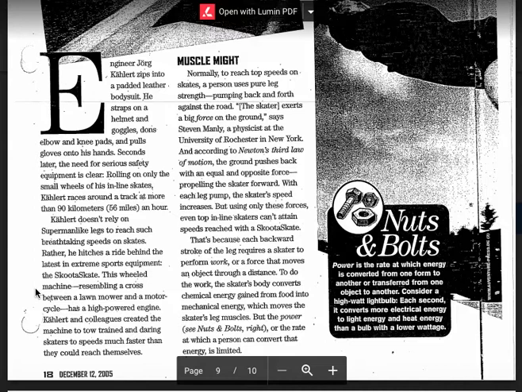This wheeled machine, resembling a cross between a lawnmower and a motorcycle, has a high-powered engine. Collert and colleagues created the machine to tow trained and daring skaters to speeds much faster than they could reach themselves.